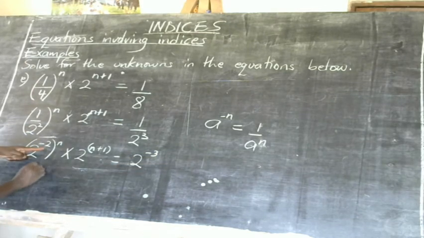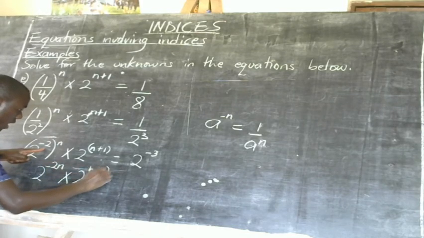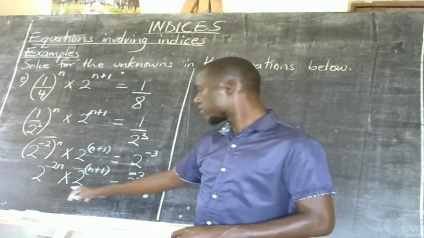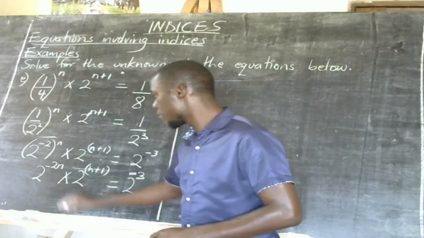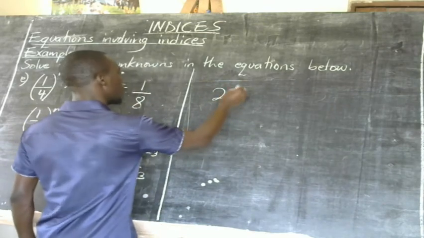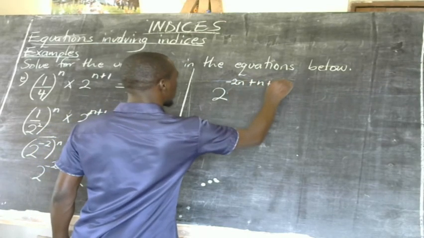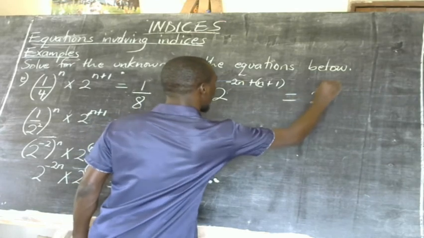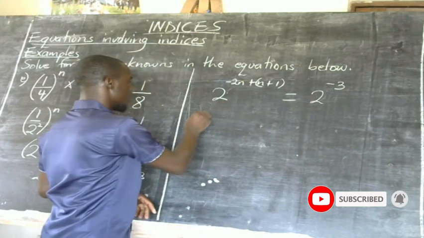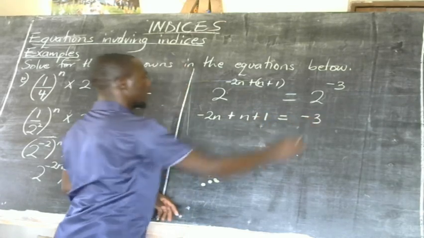Opening the bracket here, that is 2 power negative 2n, then times 2 power n plus 1 is equal to 2 power a 3. Multiplying numbers of the same base, we are going to keep the base and then we add the powers. So this is negative 2n plus n plus 1 is equal to 2 power negative 3. Then now I'm going to equate the powers there. So that is negative 2n, then plus n plus 1 is equal to negative 3.